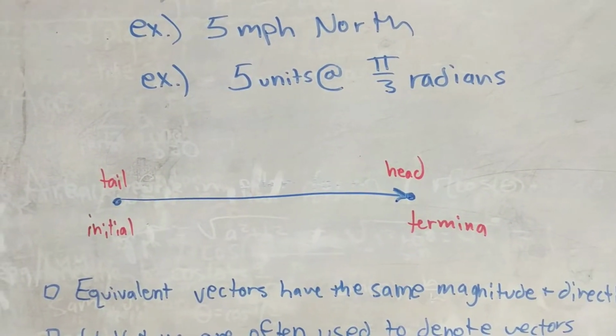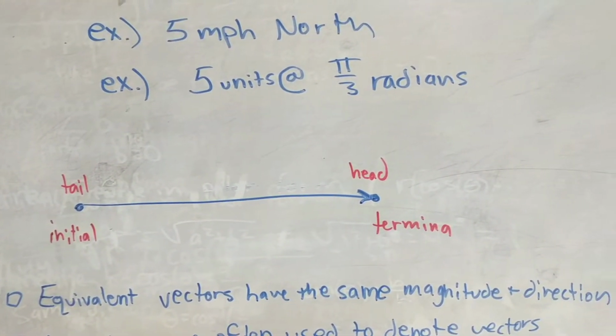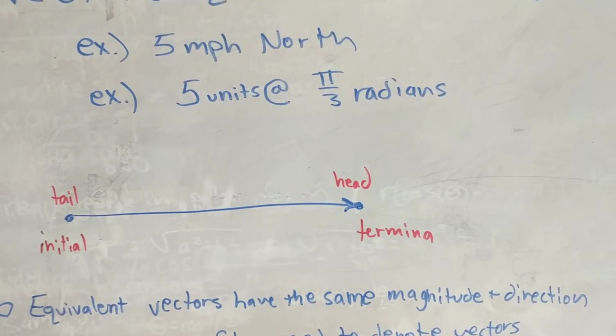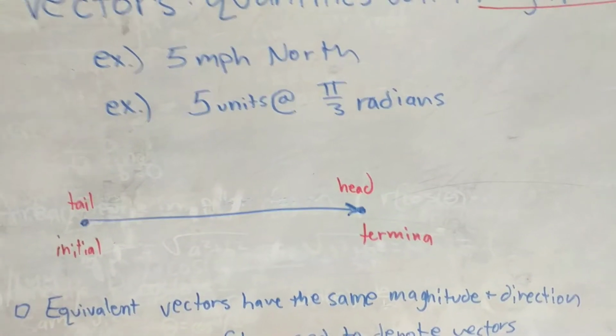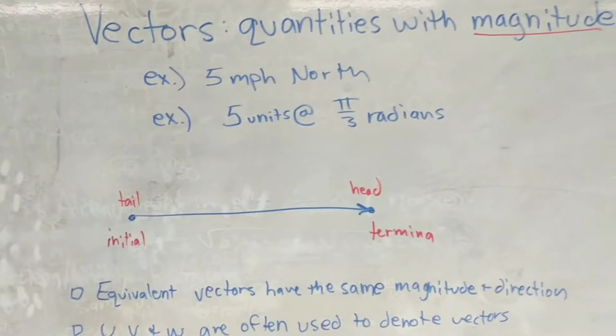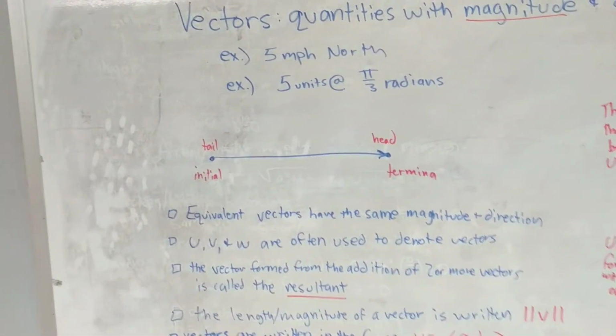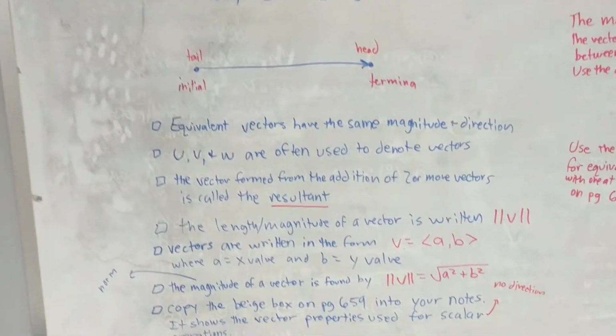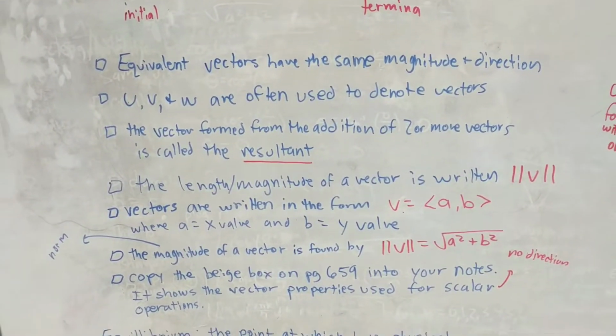The initial point has the tail. The terminal point has the head. They're always symbolized as lines. In real life, they're typically used in physics to show forces and accelerations because it's important to know where things are going. Okay?